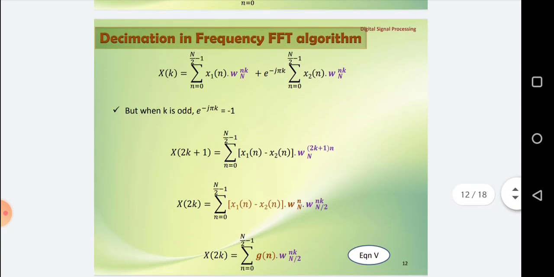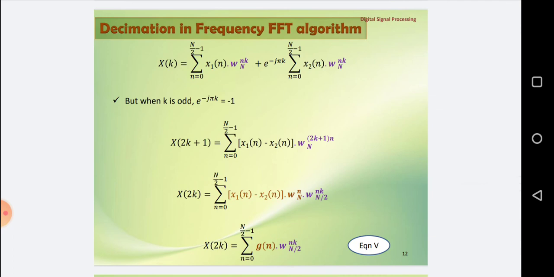So this is nothing but the decimation in frequency FFT algorithm, or we can say the DIF FFT algorithm.